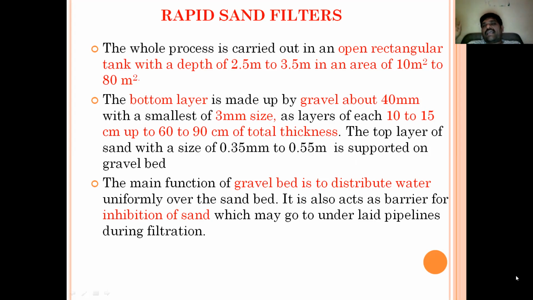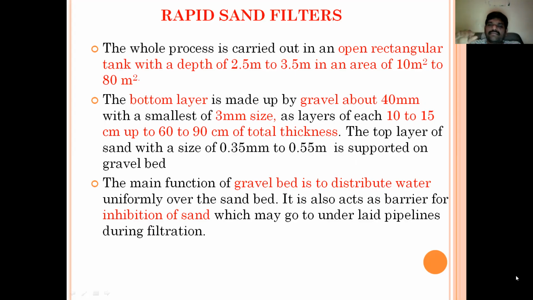The main function of the gravel bed is to distribute the water uniformly over the sand bed, and it also acts as a barrier to prevent sand from going into the pipelines, which would disturb them. Understand? This is the basic specification. It is conducted in open rectangular tanks with a depth of 2.5 meters to 3.5 meters in an area of 10 square meters to 80 square meters.